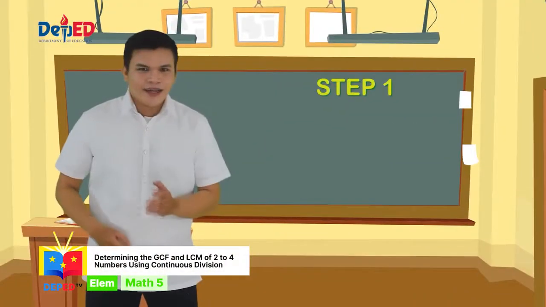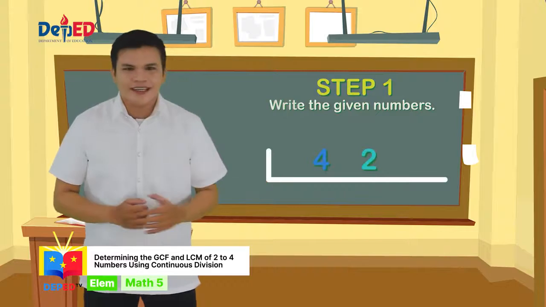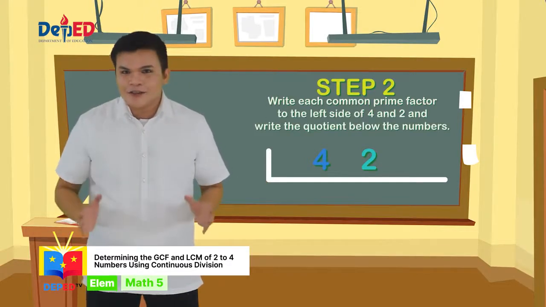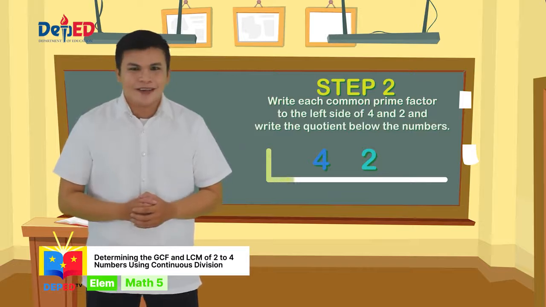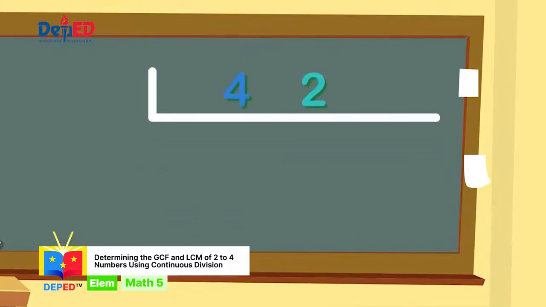Step 1. Write the given numbers 2 and 4 in a horizontal line just like this. Step 2. Write each common prime factor to the left side of 2 and 4 and write the quotient below the numbers. 4 and 2 are all divisible by 2.